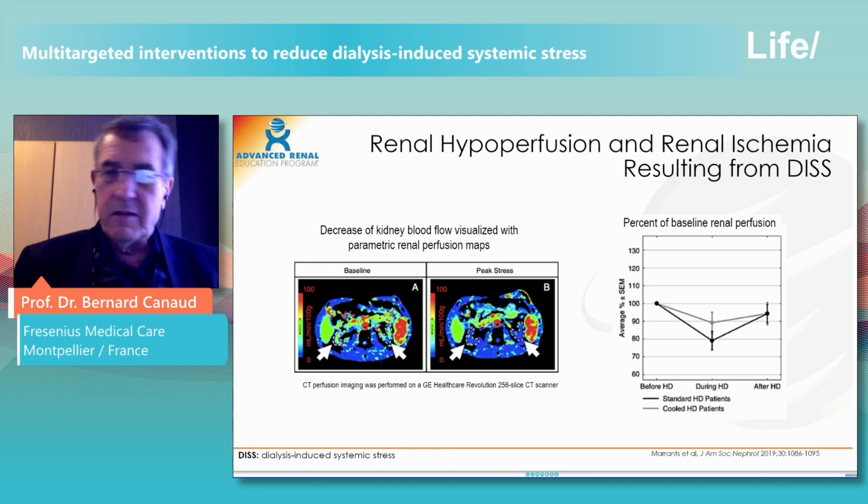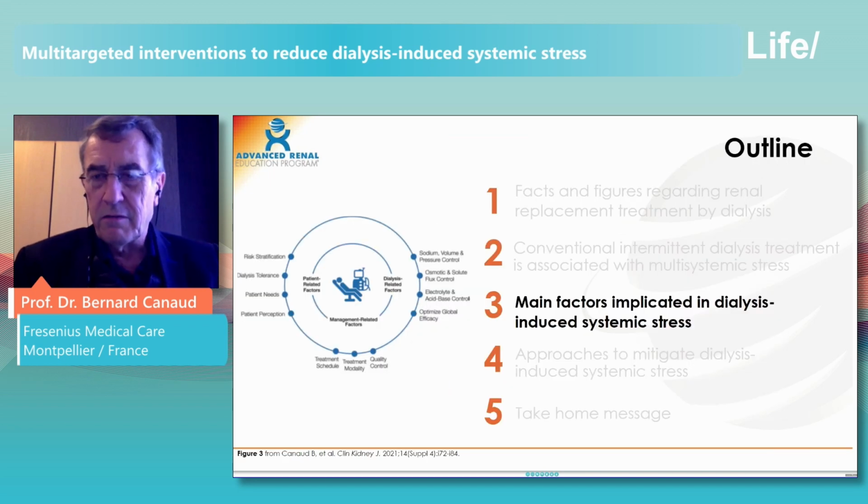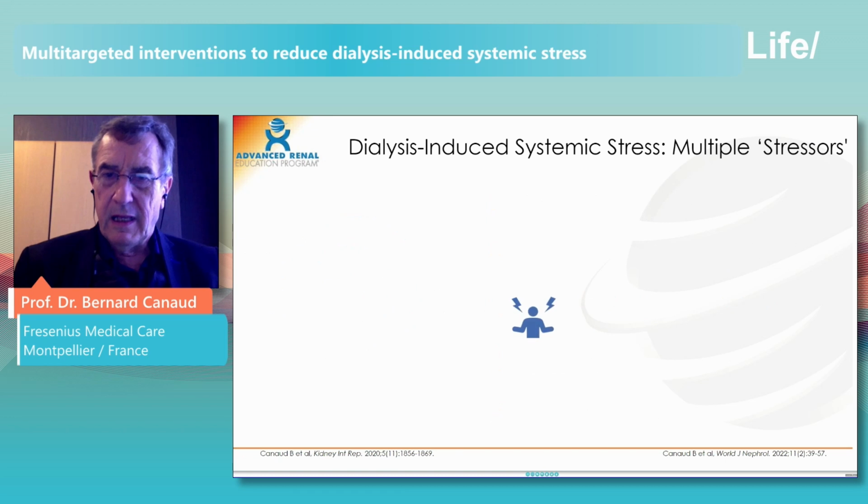Now, not only the heart and the brain, but now the kidney. Look at what happens in the kidney. If you monitor the kidney perfusion during the dialysis session, as soon as you get a peak stress, there is a tremendous reduction of the kidney function and the kidney perfusion, meaning that certainly what kills the kidney function is the ischemic insult, repeated 3 times during the week.